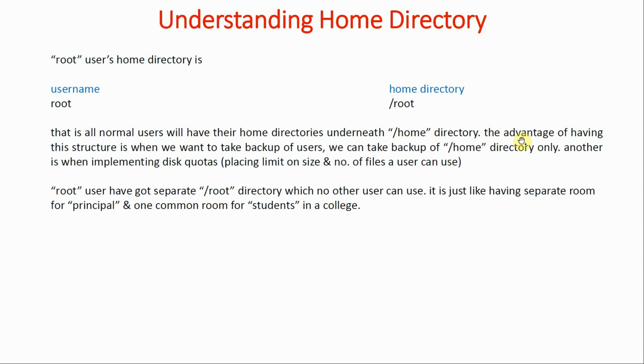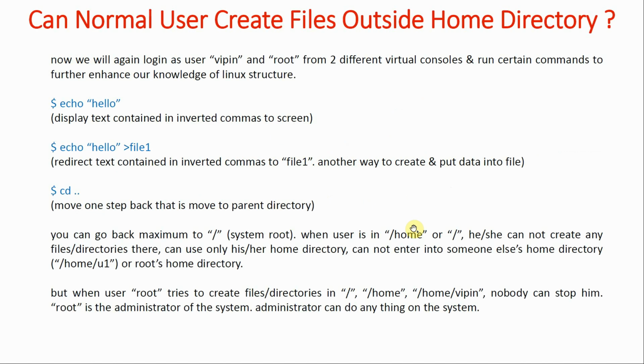There are various advantages to this structure. When we want to take a backup of users, we can take the backup of the home directory, and the backup of all the users will be taken. Another advantage is when we implement disk quotas, that means placing a limit on the size and number of files a user can create. We can put the quota on the home directory, and it will get implemented on all the users. Users have separate directories which no other user can use. We will go into that also.